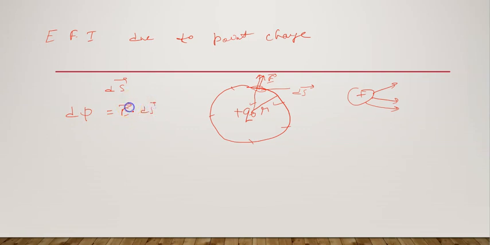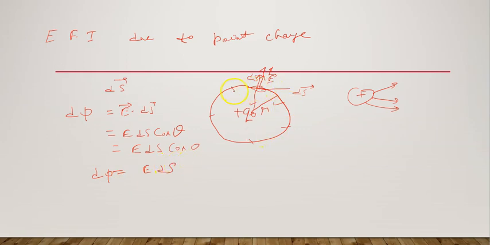I have already told you about flux. So by the dot product, this equals E ds cos theta. Now what is the angle between E and ds? Since ds is along this direction and E is along this direction, the angle will be 0 degrees. E ds cos 0 degrees, so it becomes E ds. This is the small amount of flux passing through this small area element.